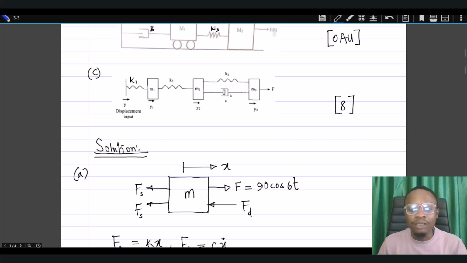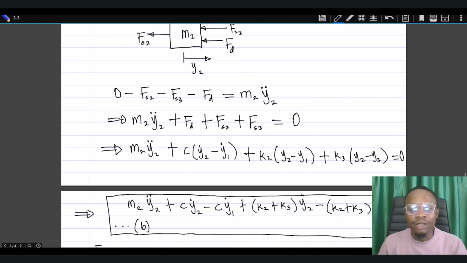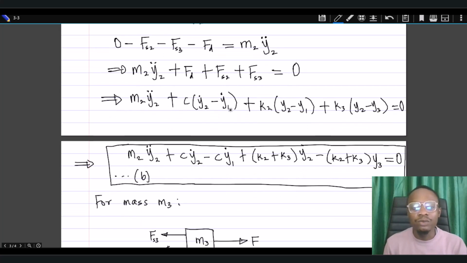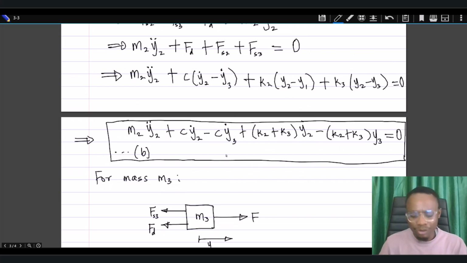The dashpot is between y2 and y3, not between y2 and y1. That is an error. Please let us correct that here for mass m2. This is y2 dot minus y3 dot. Yep, that is okay. This is meant to be y3 dot. That is important, so please correct that at your end. Let us correct this. There is an issue here, please. Oh my, we've messed this up. Please let us correct this.